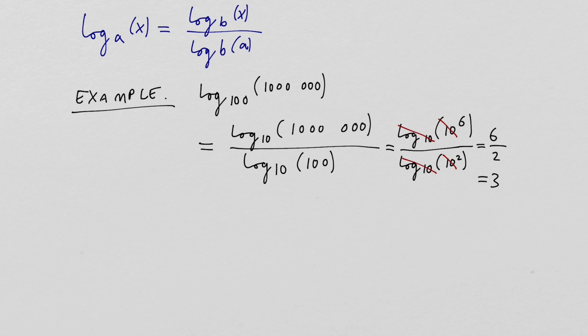We could have got the same answer by seeing that 1 million is 100 to power 3. We would get 3.